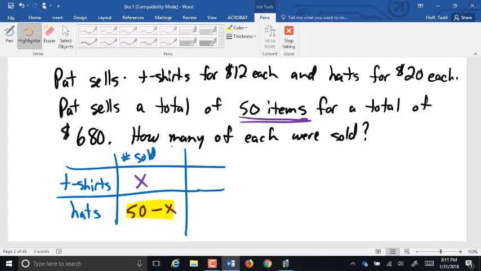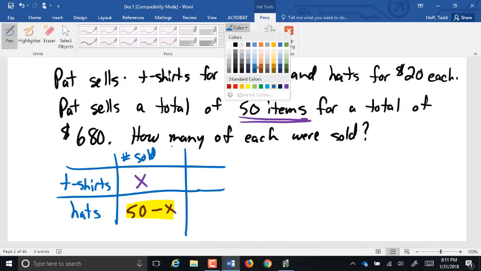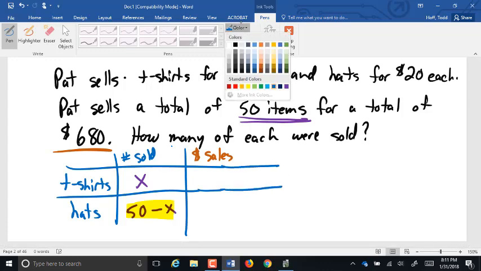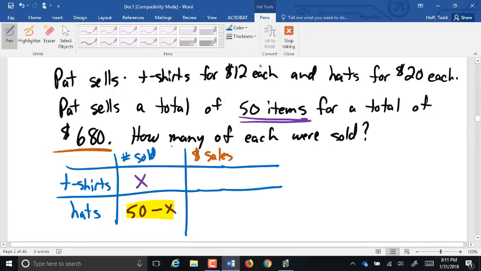Okay. So now we still have to get the dollar amount sold because we have the total dollars of 680. The dollar sales is still the price times the number sold. So for t-shirts, it's still $12 each times X, which is just 12X. For hats, it's $20 each times 50 minus X.